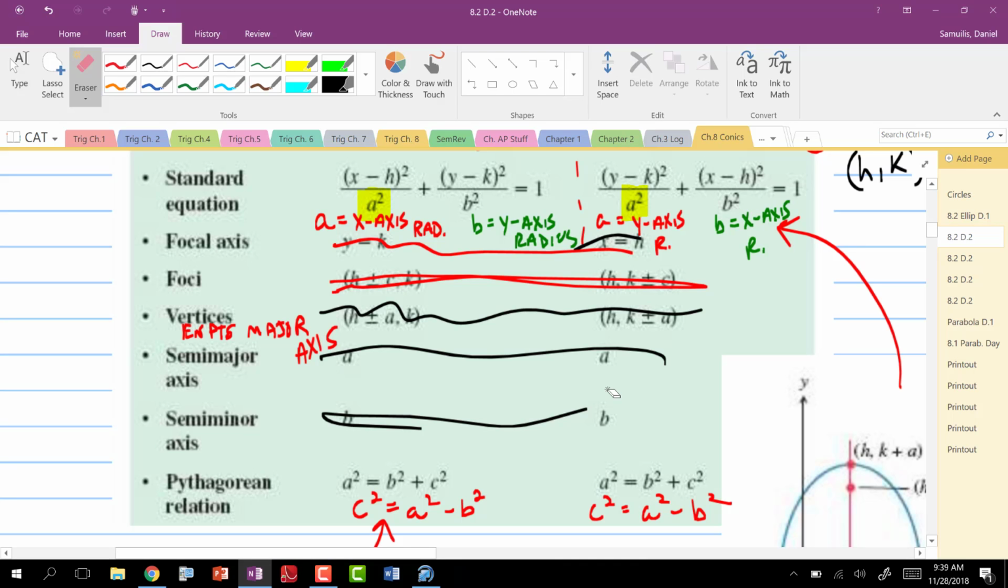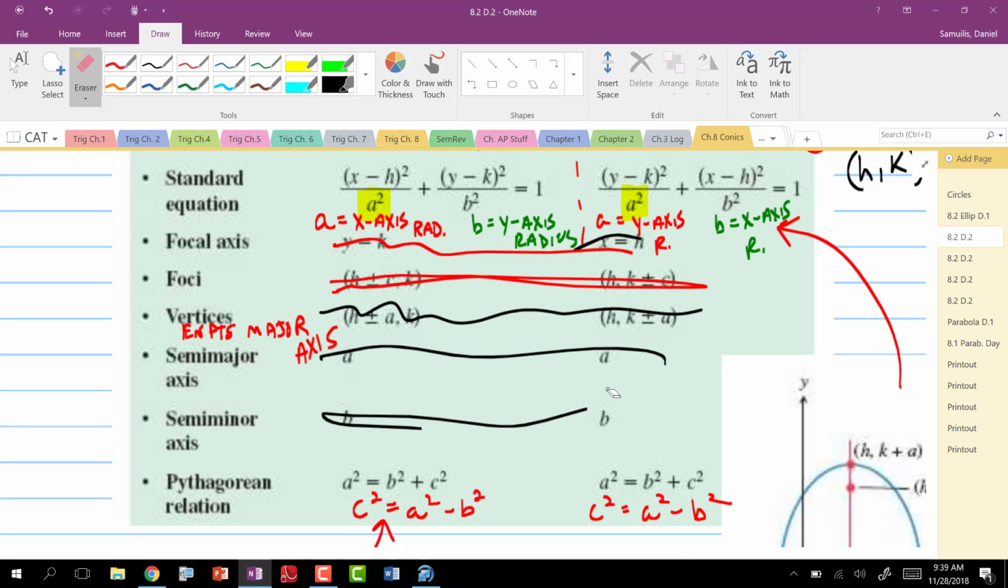I hate the word vertices for an ellipse, just giving my opinions as I always do in class, like how I tell you how I love Common Core every day. Vertices are the endpoints of the major axis. That was a lie. And then semi. What's semi mean?